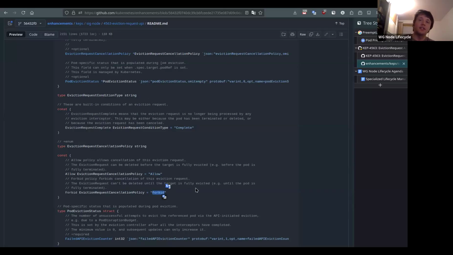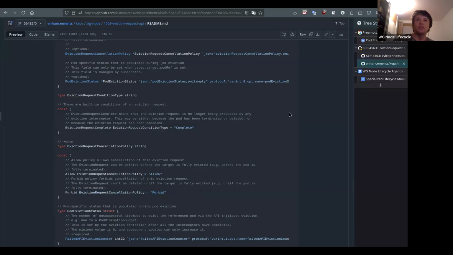We had an original version where another interceptor following this could revert it to allow eviction again. But this might not be handled well by the original interceptor who put the forbid there. So the forbid is not revertible at this time. If we need the nuance that other interceptors should be able to override it, we will have to bring another cancellation policy. So this is to be done if we need it. But for now, it will be this way.